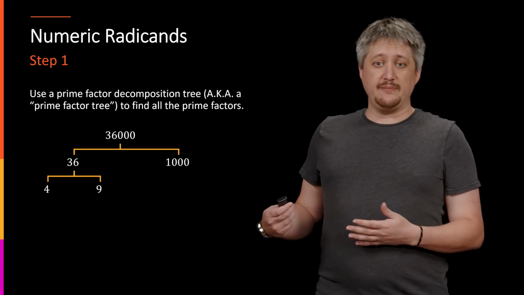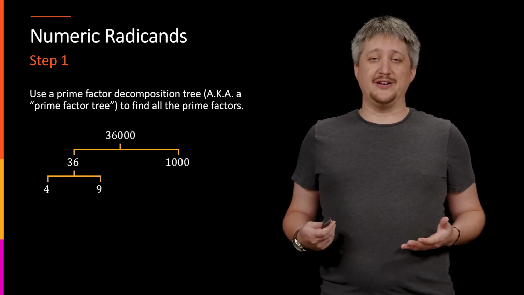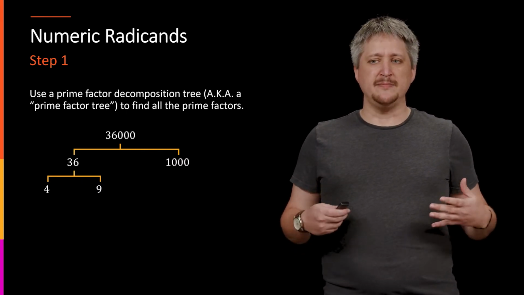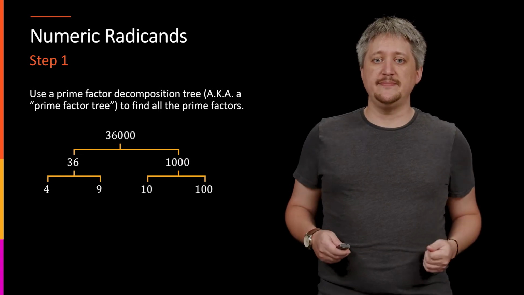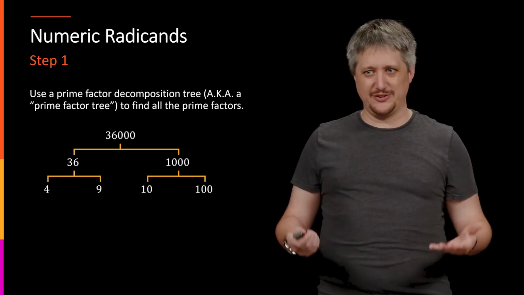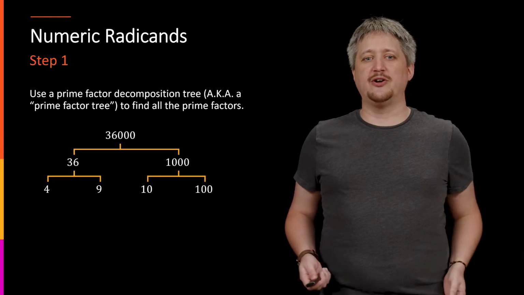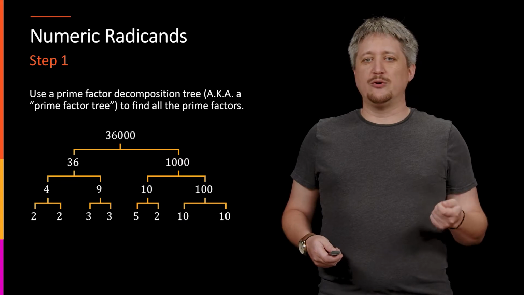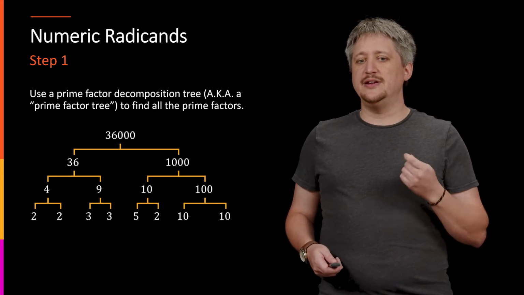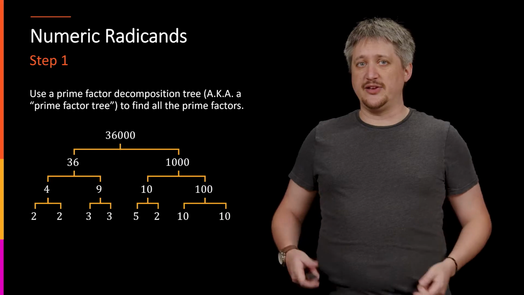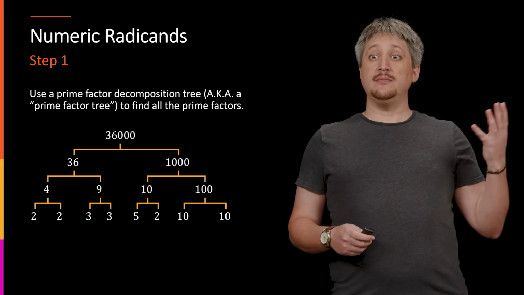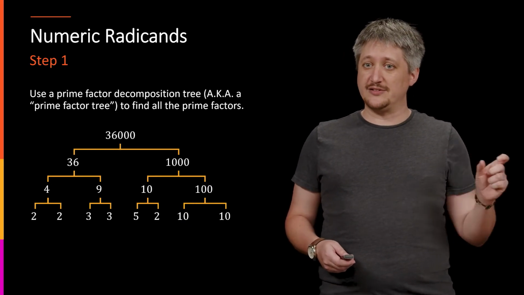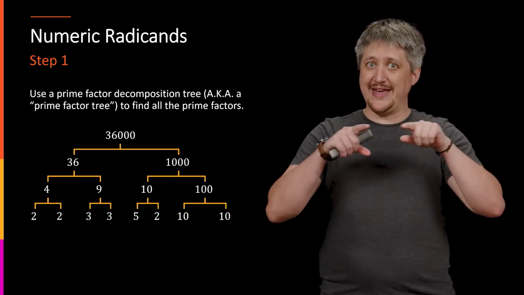Then I go and do the same thing to 1,000. Is 1,000 prime? Clearly not. What are two numbers that multiply to 1,000? That's going to be, let's say, 10 and 100. So then I put those down. Rinse and repeat the whole way through. So 4, is that prime? No. Two numbers, 2 and 2. So I'm going to get that 4 is 2 times 2, 9 is 3 times 3, 10 is 5 times 2, 100 is 10 times 10. But now when I look at it, is 2 prime? Yes, 2 is prime. 3 is prime, 5 is prime, all of these are prime. That's when I stop with that part of the tree.